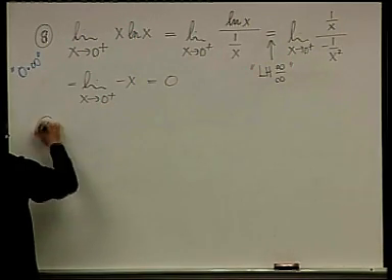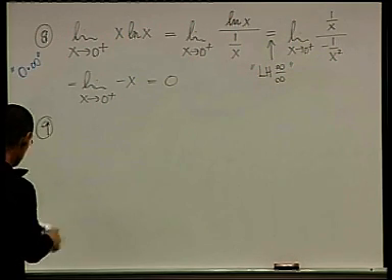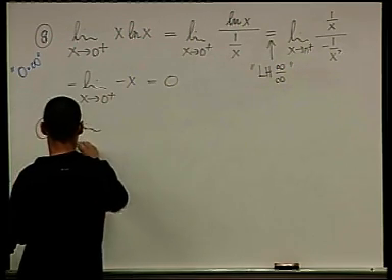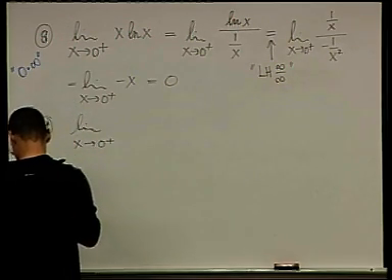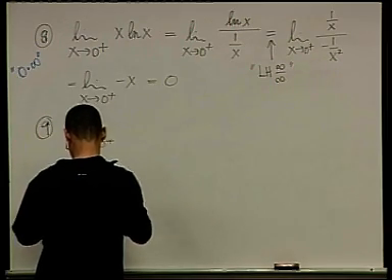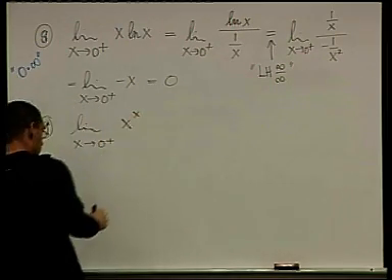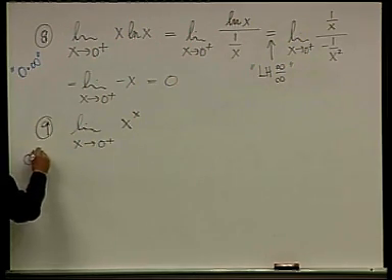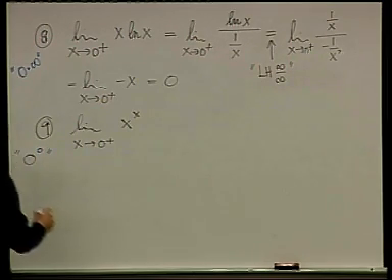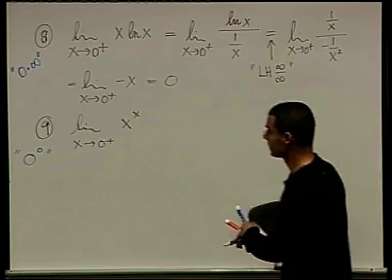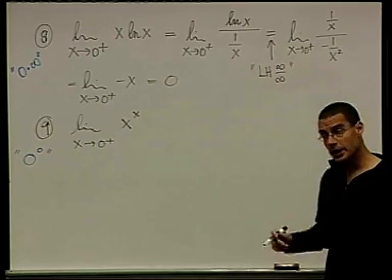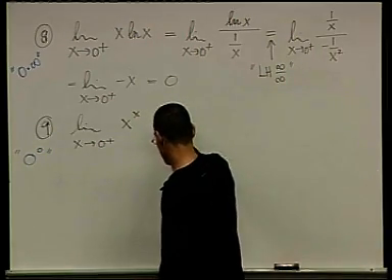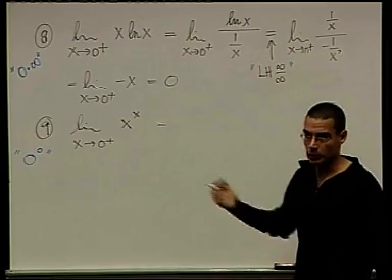Example 9. Limit x goes to 0 plus of x to the power x. So this is something of the form 0 to the power 0, which is again an undefined limit. How do we handle it? Again, a very standard move. Standard, I don't want to even call it a trick, but you can call it a trick.